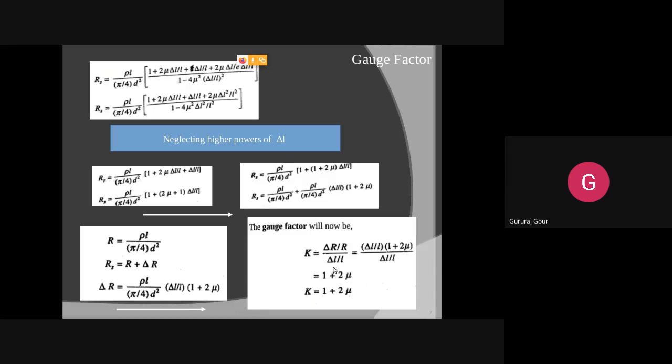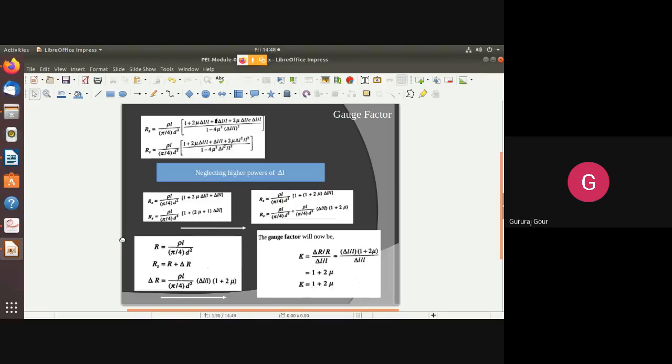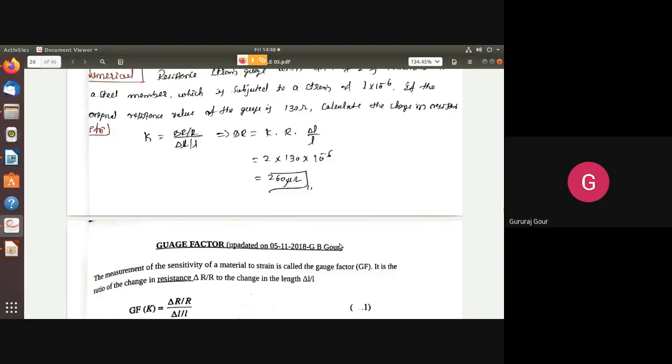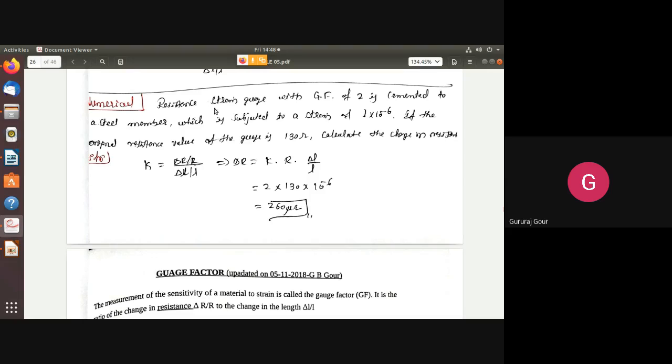Based on this, we will have very simple problems. Let us see one. Here you can see a resistance strain gauge with a gauge factor of 2. It is a very simple problem; the only thing you should know is the derivation.